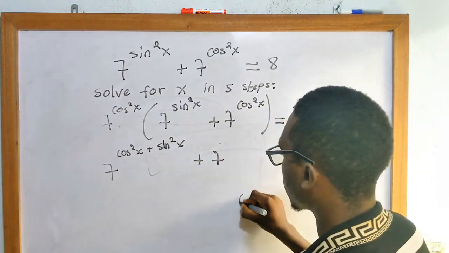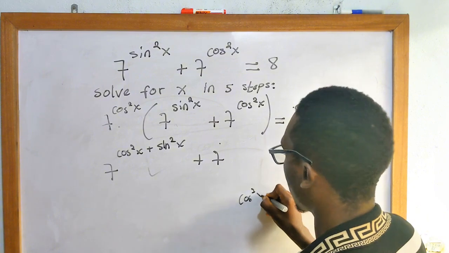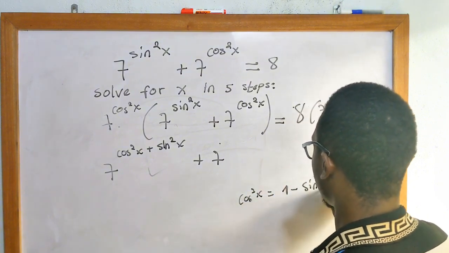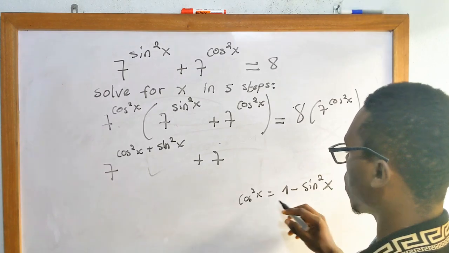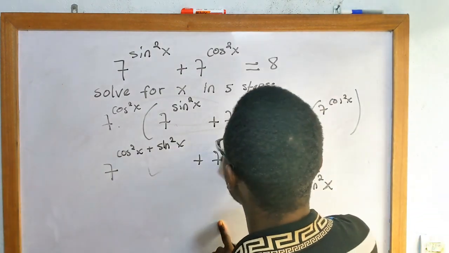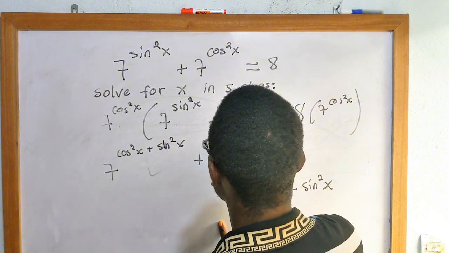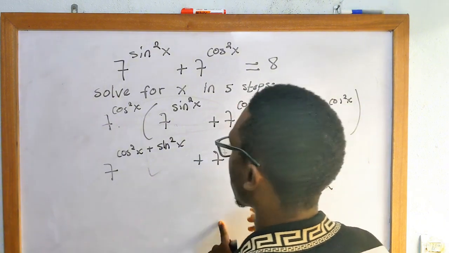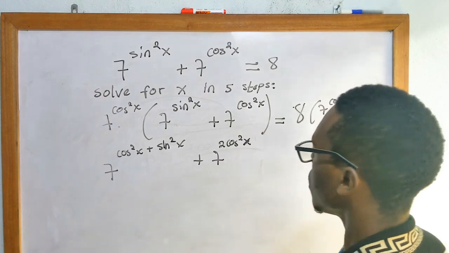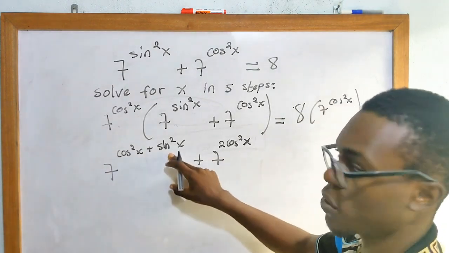But you know that cos square x is equal to what? 1 minus sine square x. Okay, cos square x is 1 minus sine square x. So you can still have it like that over here, 2 cos square x. Okay, that is what you're going to be having, 2 cos square x and sine square x.